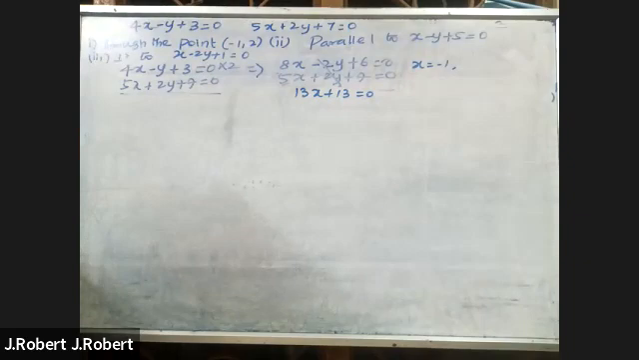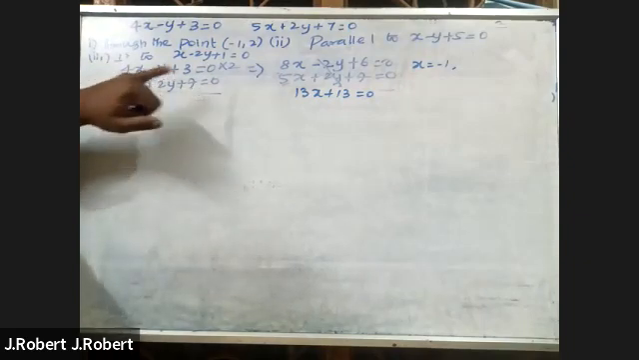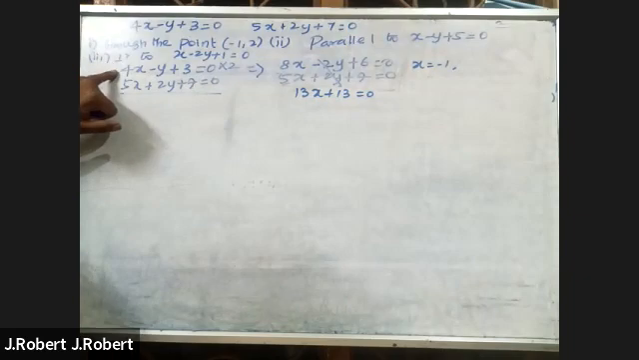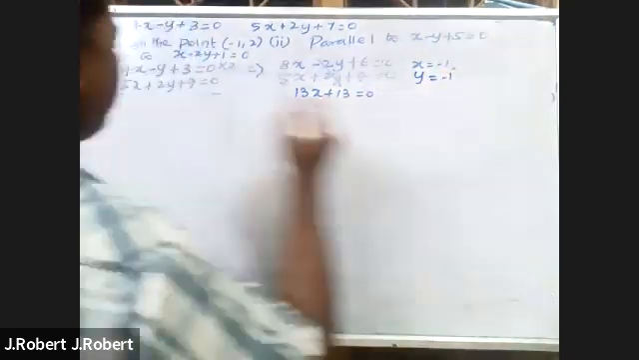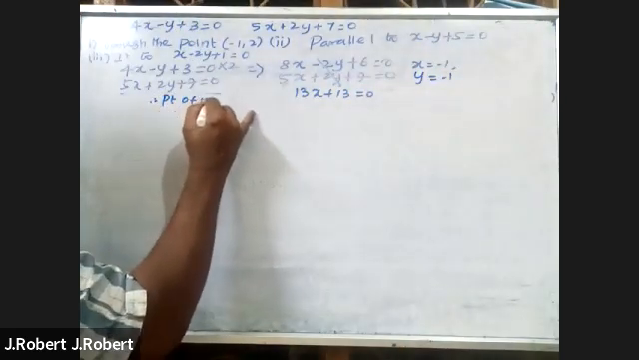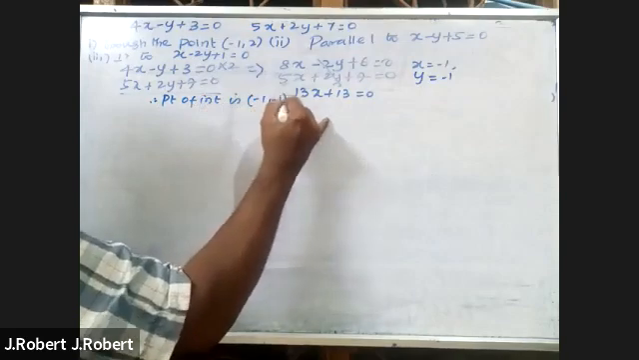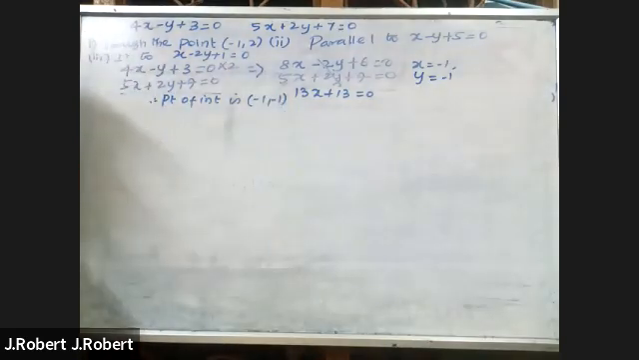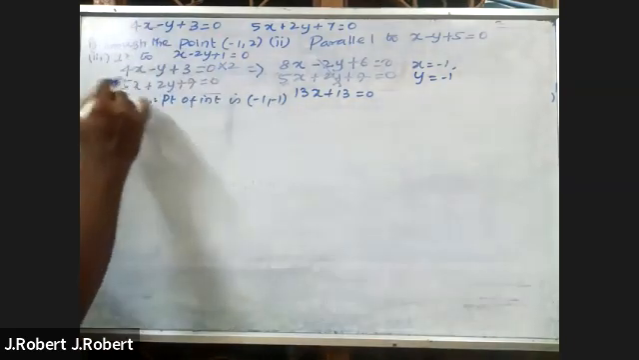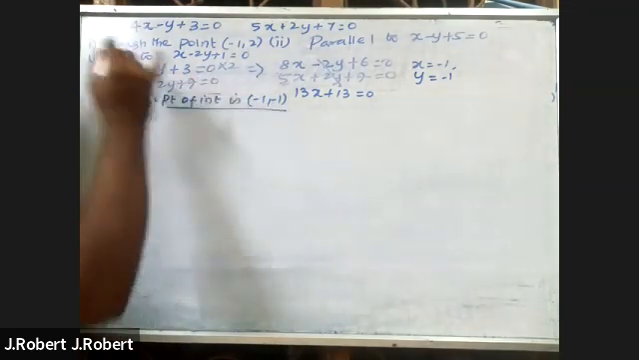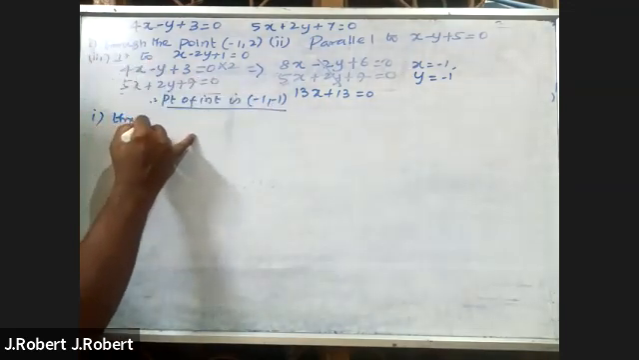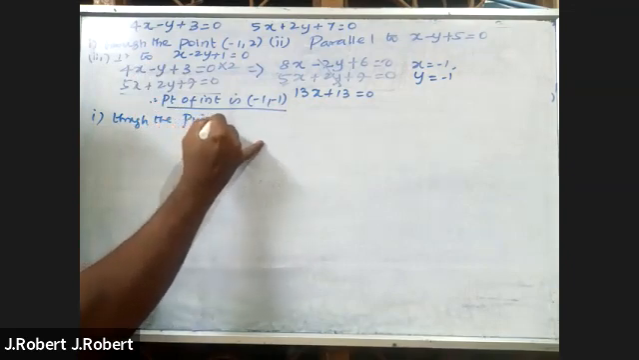Checking: x equals minus 1, minus y, minus 4 plus 3 becomes minus 1, so y equals minus 1. Therefore we can say the point of intersection is minus 1 comma minus 1. Okay, right? Next, the first question: through the point minus 1 comma 2. Now one point, the point of intersection, is given. Here, through the point minus 1 comma minus 2.